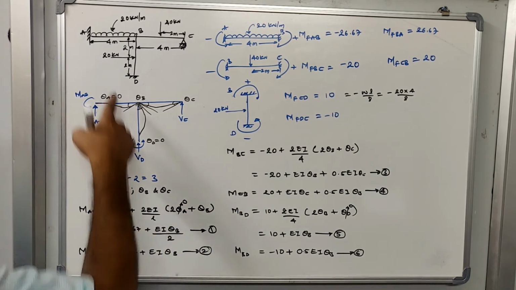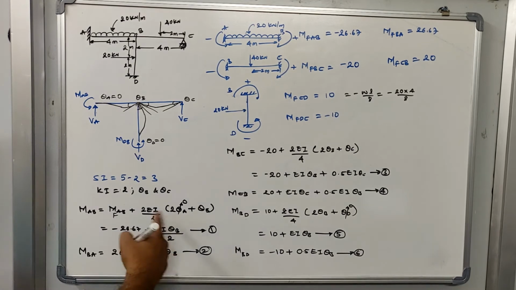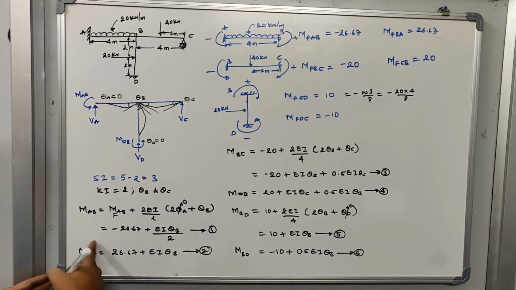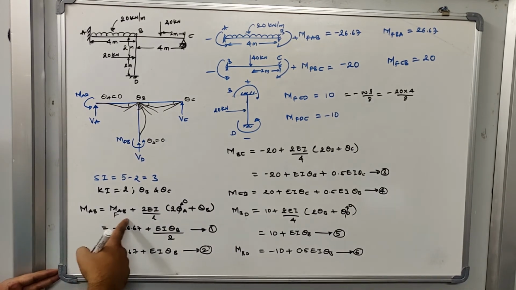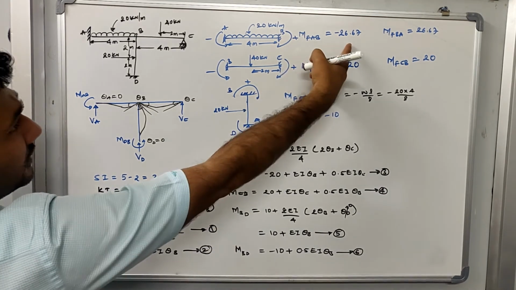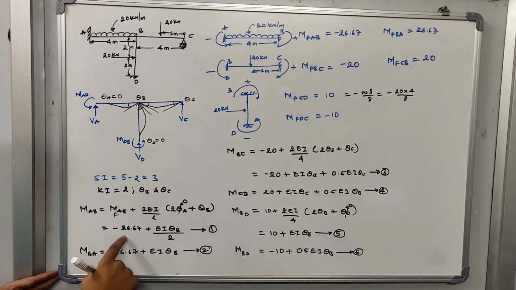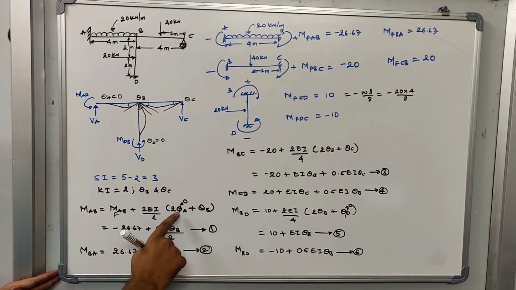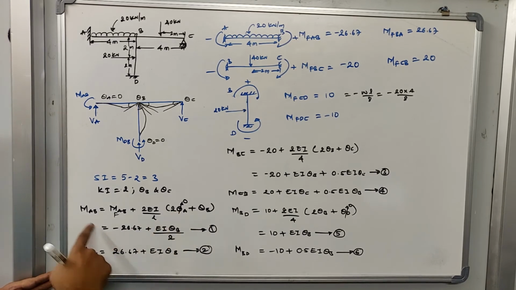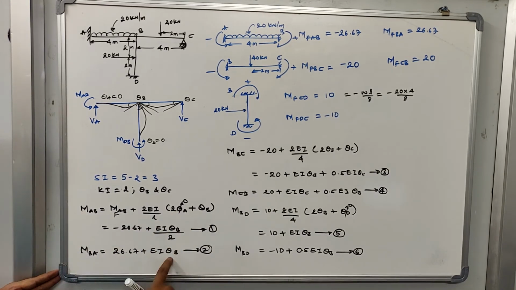Again, in this equation we know theta A is equal to 0. So if theta A is equal to 0, this is the equation of MAB. You know how much MFAB is, which we already calculated, which is minus 26.67. Substituting that here and resolving, this is the equation I get for MAB. Similarly, we can solve for MBA.